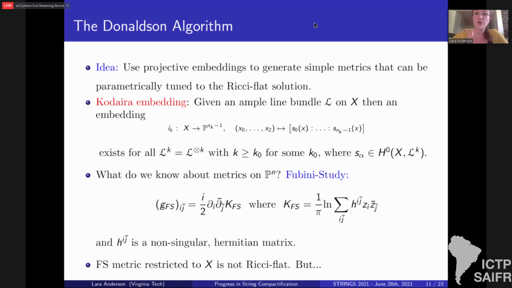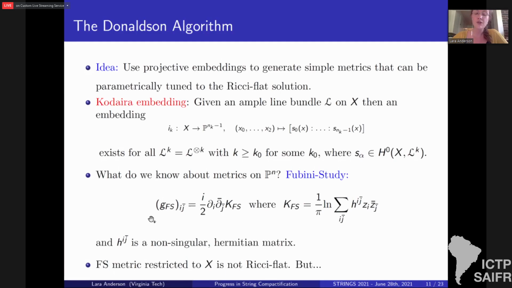The idea is to use projective embeddings to try and generate simple metrics that can be parametrically tuned to a Ricci flat solution. So, simple idea: given any projective manifold, i.e. a Calabi-Yau, we can use global sections of ample line bundles over that manifold to define the Kodaira embedding into some large projective space. The reason that this is an attractive thing to do is that projective spaces have very simple metrics, lots of isometries.